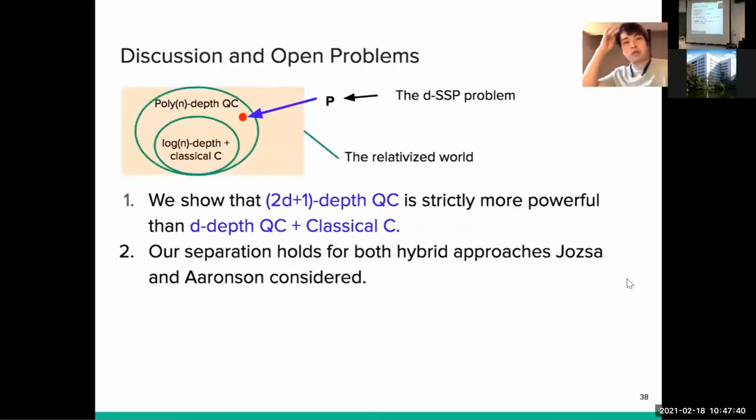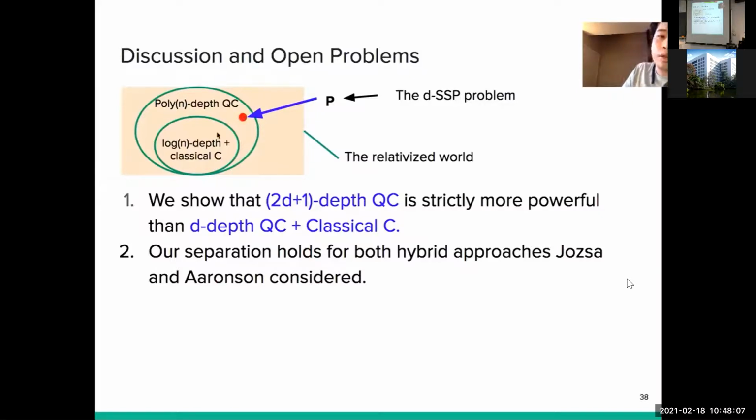Because of the time limit, I cannot tell you all the details about the proof, but it is easy to show that this problem can be solved by a 2D plus 1 depth quantum computer for the DSSP problem, and it is hard for a D depth quantum computer.